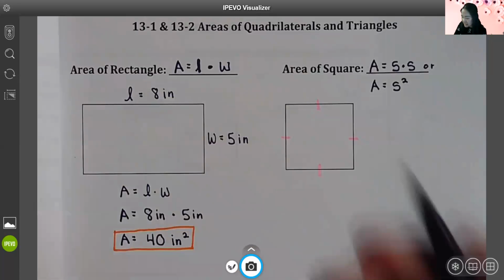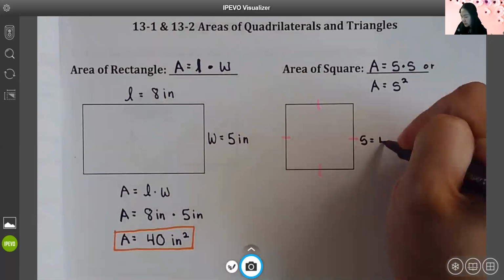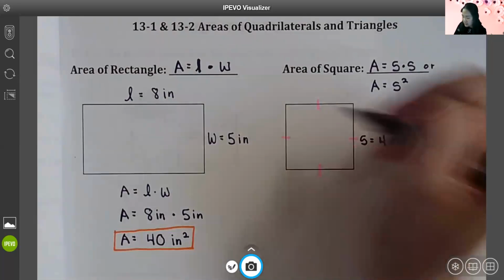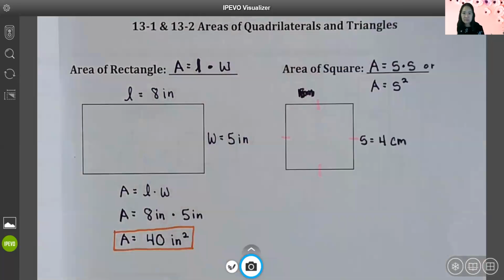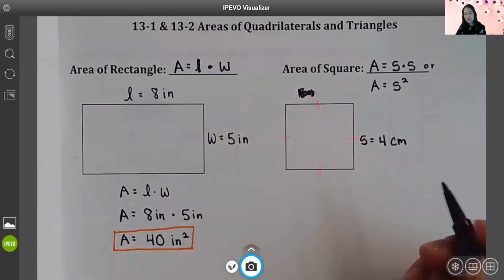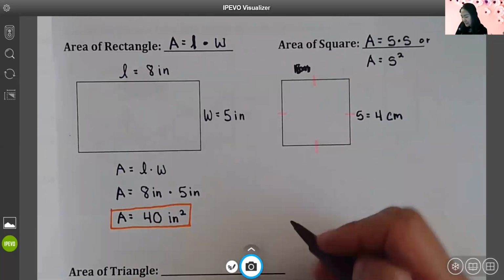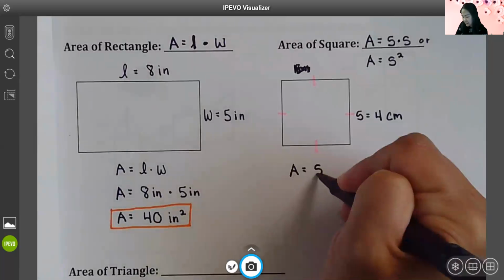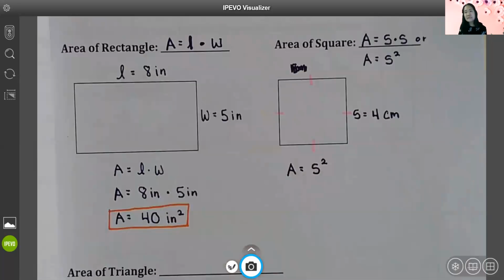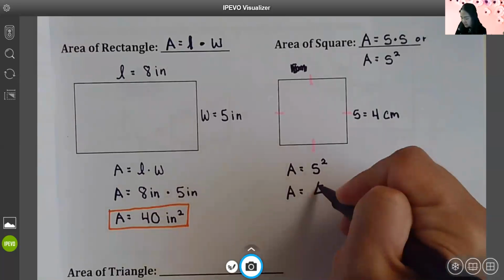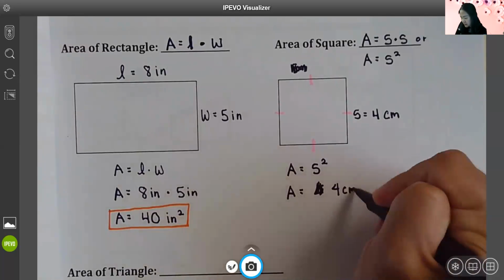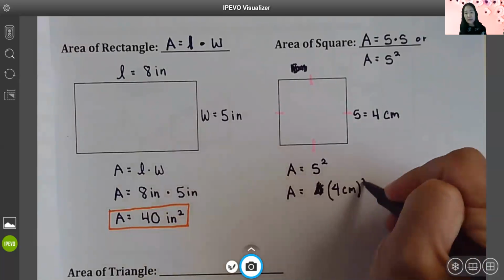Let's just say this side is 4 centimeters, and this side is obviously also 4 centimeters. I don't even need to write it again because that means all of the sides are 4 centimeters. So then this is how you do it. Area equals side to the second power, or side times side, okay? Area equals 4 centimeters to the second power.